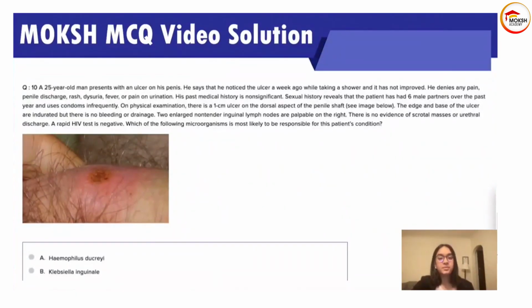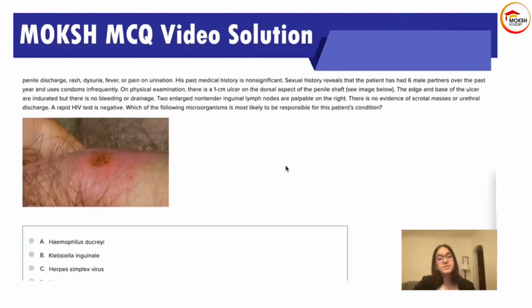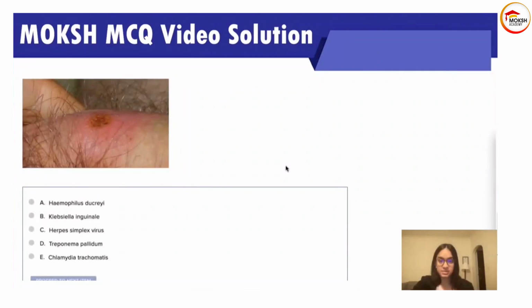On physical exam, there's a 1 centimeter ulcer on the dorsal aspect of the penile shaft. The edge and base of the ulcer are indurated, but there is no bleeding, no discharge. 2 enlarged, non-tender inguinal lymph nodes are palpable on the right. There is no evidence of a scrotal mass or urethral discharge. HIV is negative. Which microorganism is most likely to be responsible for the patient's condition?